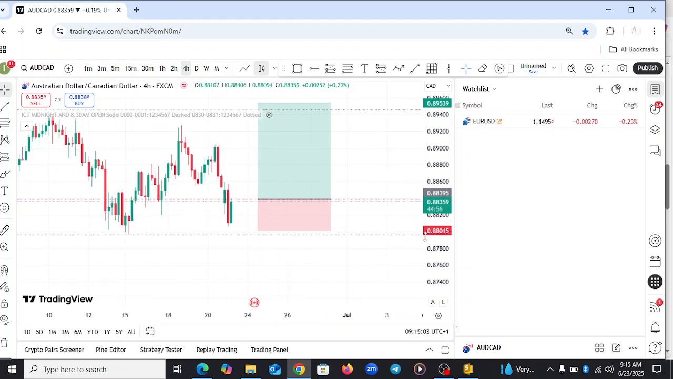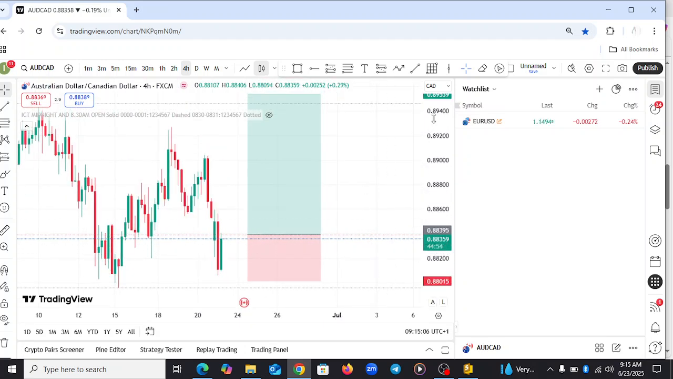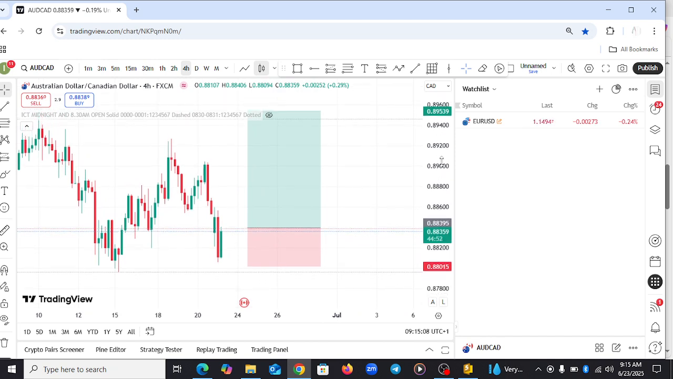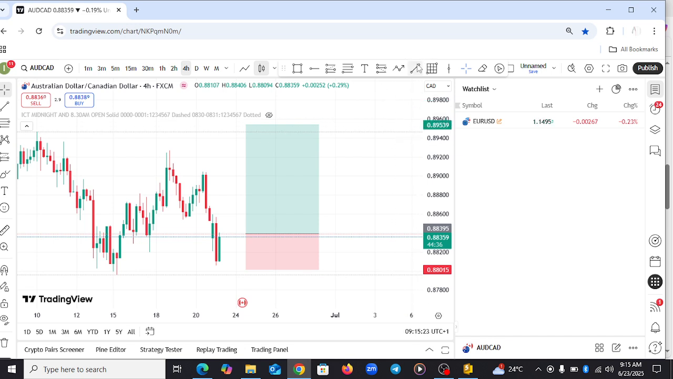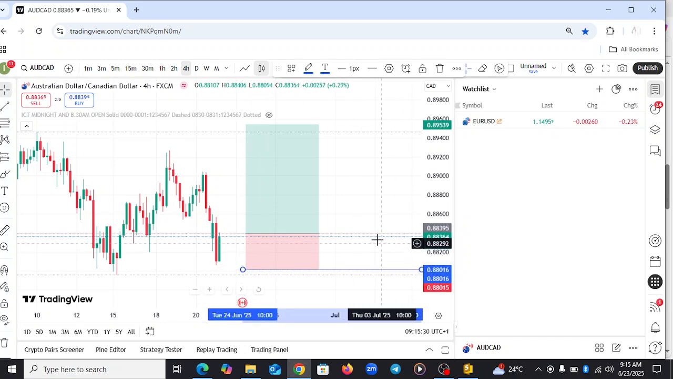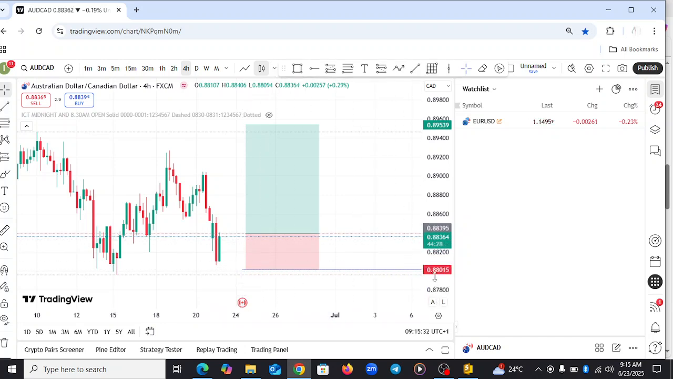Now, if you look carefully at this chart, you will see that on the right hand side of the screen, which is the price level side, we have three parameters. Number one, the red parameter, followed by the green parameter, and then the gray parameter. So these are basically the price representations for the entry, the stop loss, and the TP. If you draw a horizontal line from the bottom part of that diagram, it will give you 0.88015.